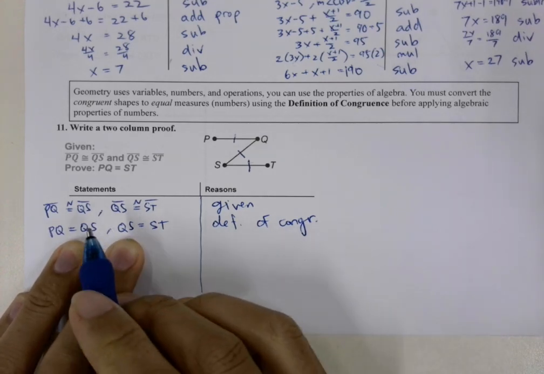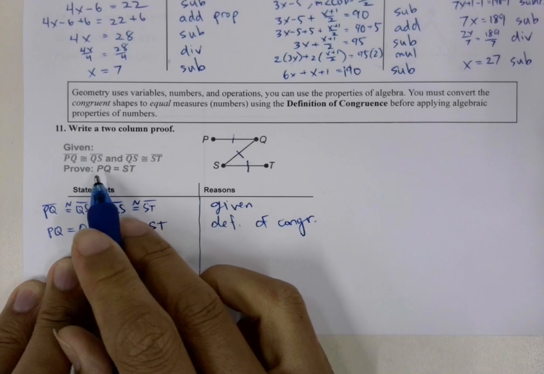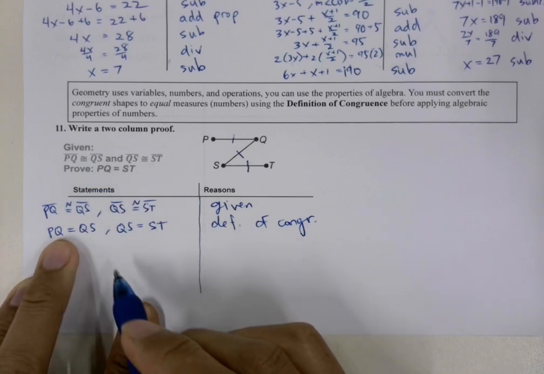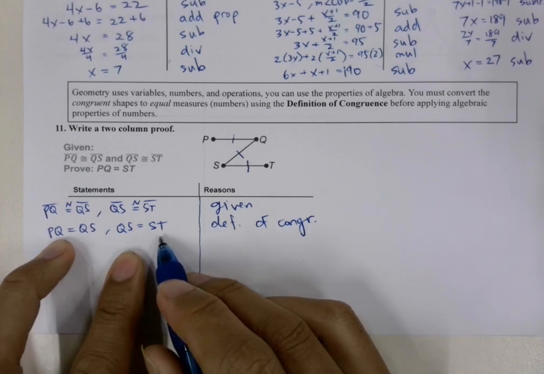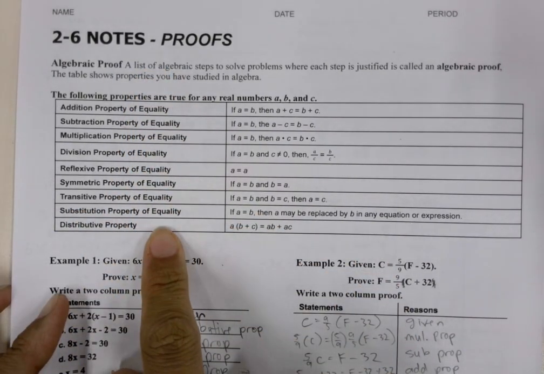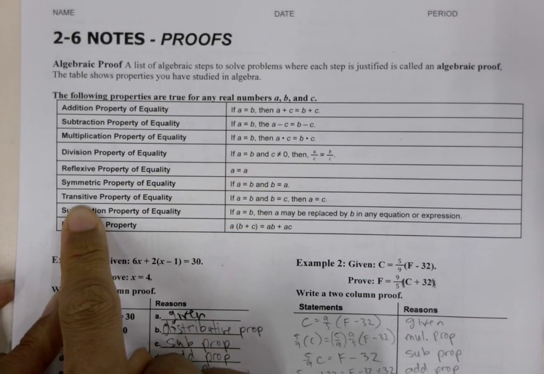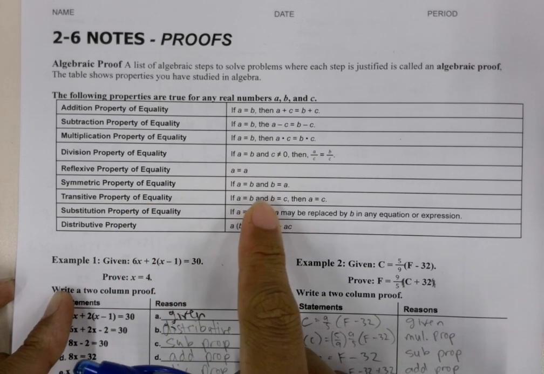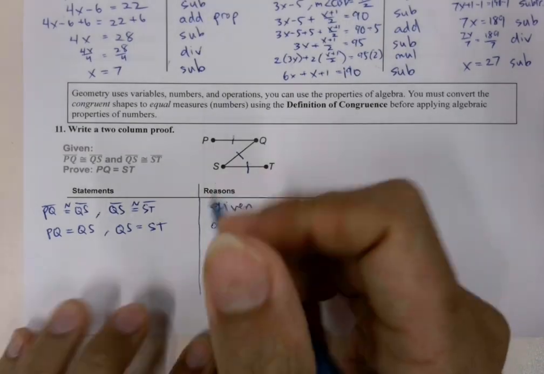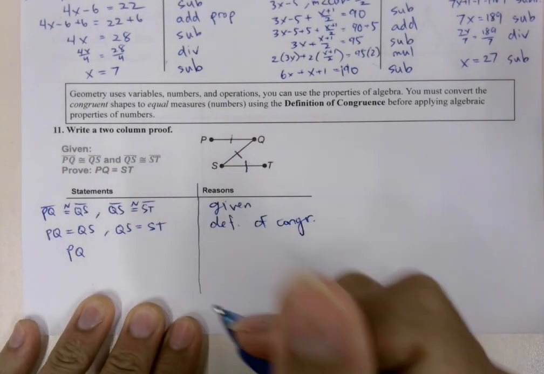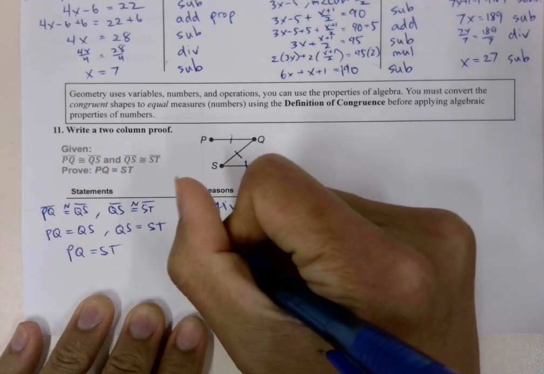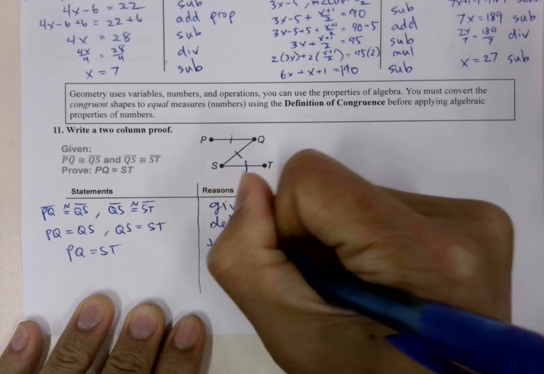Alright, so now what are we supposed to do? We're supposed to prove that the measure of PQ is equal to the measure of ST. PQ is equal to ST. Now, which of our algebraic properties is going to let us do that? Right? Well, it's good old transitive property. If A is equal to B is equal to C, then we can say that A is equal to C. Right? So I'm going to go ahead and put that here. Measure of PQ is equal to measure of ST, and the reason here is going to be the transitive property.